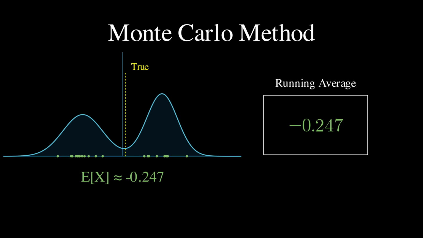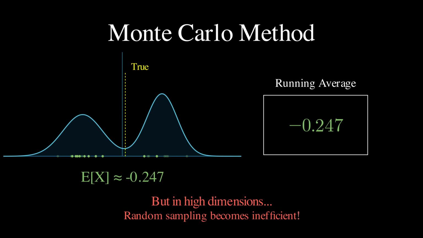But here's the problem. In high dimensions, getting good samples becomes nearly impossible with pure randomness. That's where marrying Monte Carlo with Markov chains becomes brilliant. Instead of random shots in the dark, we get guided exploration that naturally concentrates samples where they matter most.